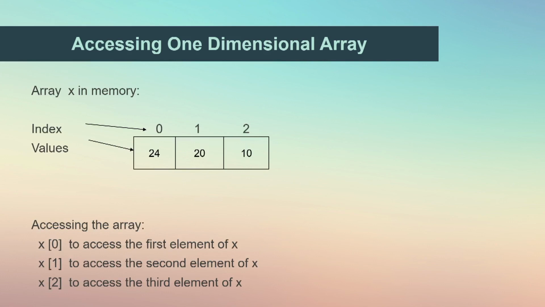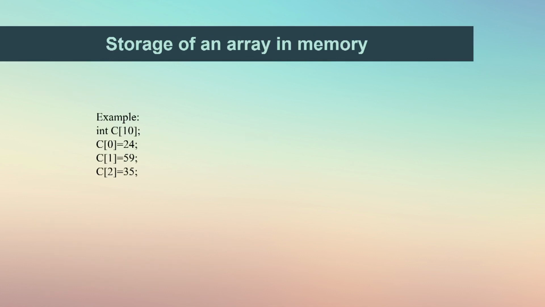In this figure we can see that the elements 24, 20 and 10 are stored at the respective index values 0, 1 and 2. So the first element of the array x is x of 0, the second element is x of 1, and the third element is x of 2. Then let us take an example of an integer array with 10 elements which is initialized with the first 3 elements. How does the memory treat the array, and how is it created? Let us focus on that.